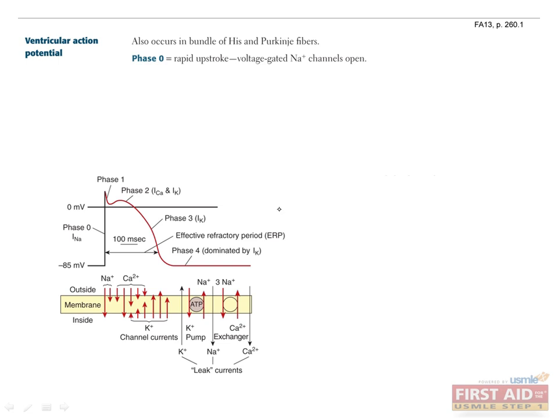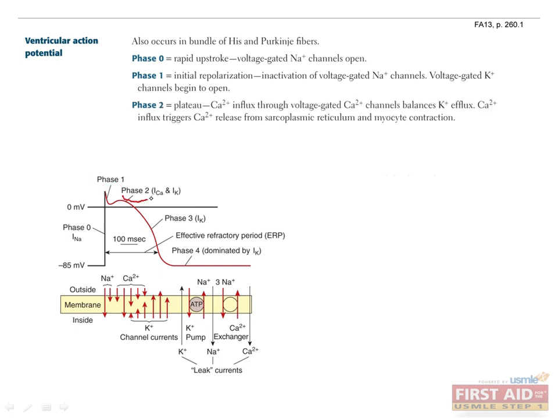Phase 0 is the rapid upstroke, which occurs when there is a transient increase in sodium conductance due to the voltage-gated sodium channels opening. Phase 1 is the initial repolarization, which occurs when voltage-gated sodium channels are inactivated, thereby decreasing sodium flow, and potassium begins to flow out of the cell through voltage-gated channels. Phase 2 is the plateau, which occurs due to an inward calcium current through voltage-gated calcium channels and an increase in outward potassium current. These opposing currents are approximately equal and hence the plateau.